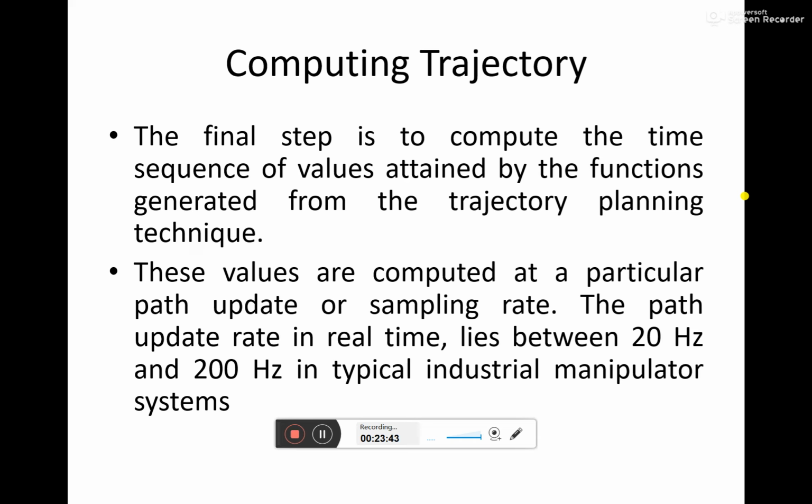That's about how trajectory planning works. That's it for trajectory planning. In today's class I discussed what path planning is, what trajectory planning is, and what the steps in trajectory planning are.